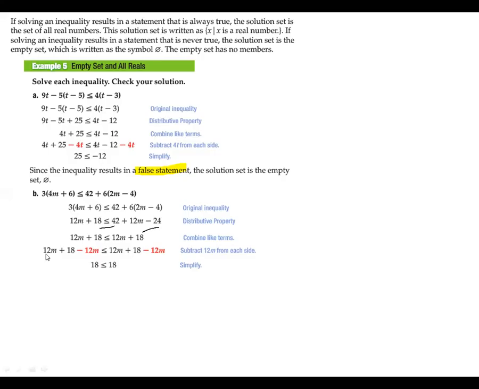Notice all the variables canceled out, and you're left with a true statement. That means that it doesn't matter what the variable is, the answer is always going to work out. Because if you think about this step right here, no matter what you plug in for m on either side, you're going to multiply it by 12 and add 18, so you get the same thing. So the value m makes the inequality true, so all values do, and all real numbers are the solutions.